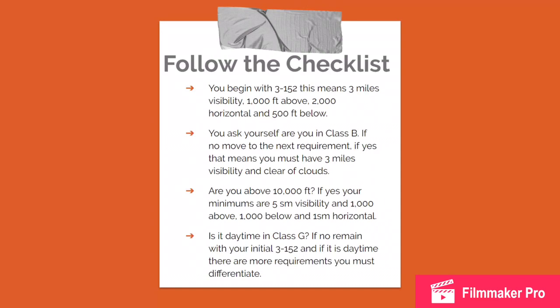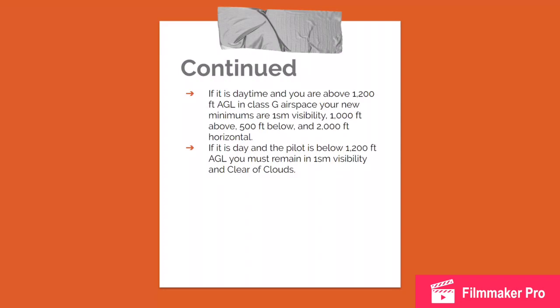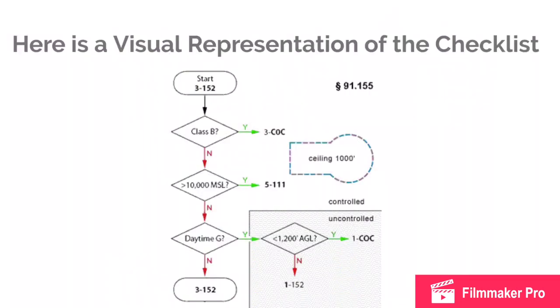This checklist moves on to the next slide, but that was all I could get in this little checklist page. So here it is continued. If it is daytime, you are above 1,200 feet AGL. Again, a line that we had written out on our triangle. In class Golf airspace, your new minimums are 1 statute mile visibility, 1,000 feet above, 500 feet below, and 2,000 feet horizontal. But if it is day and the pilots are below 1,200 feet, you're going to just remember 1 statute mile visibility and clear of clouds.